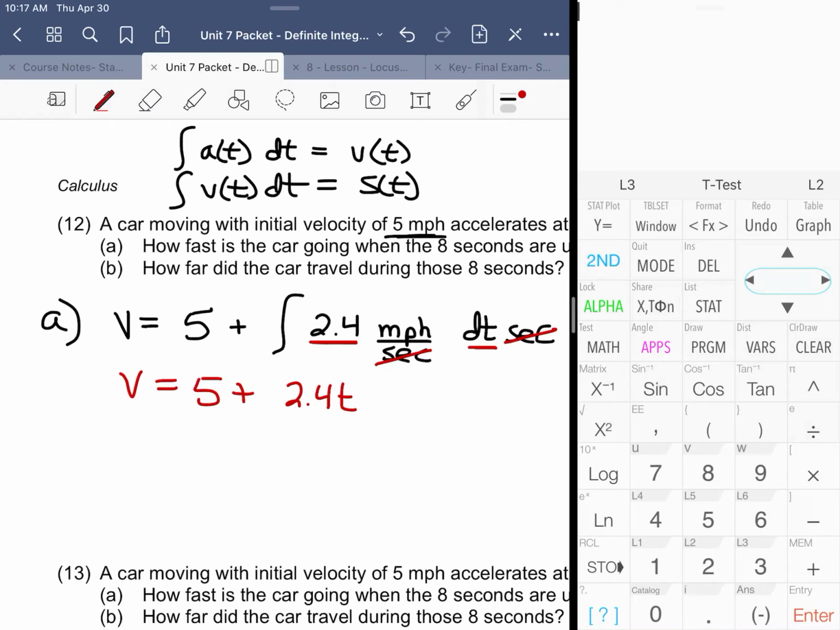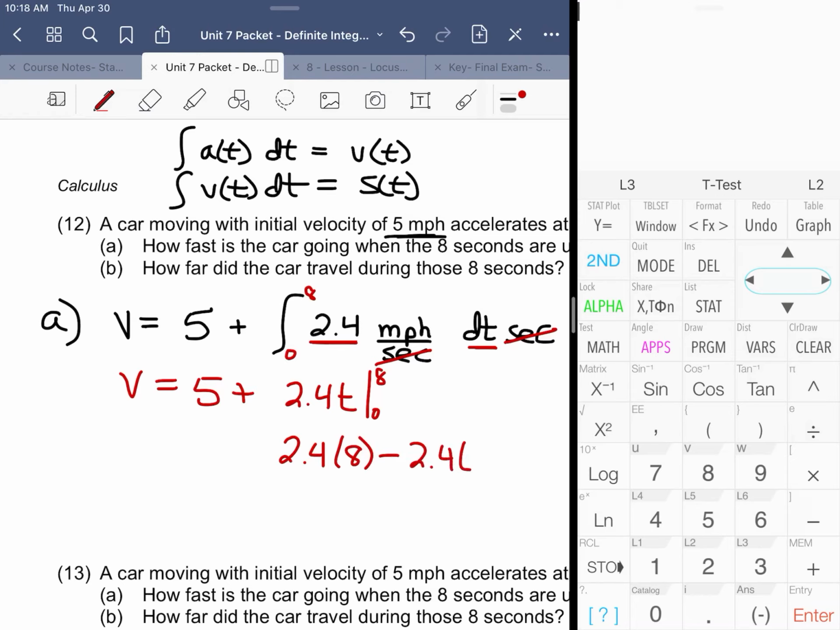All right, now this is happening over the course of 8 seconds. The unit of time that we were dealing with was seconds, because that was the dt component of it. So our definite integral is going from 0 to 8. So I'm going to chuck that in as the boundaries of integration. All right, so we had 5 miles per hour plus another 2.4 t, whatever that is over 8 seconds, miles per hour, which is going to give us the accumulated miles per hour over that period of time.